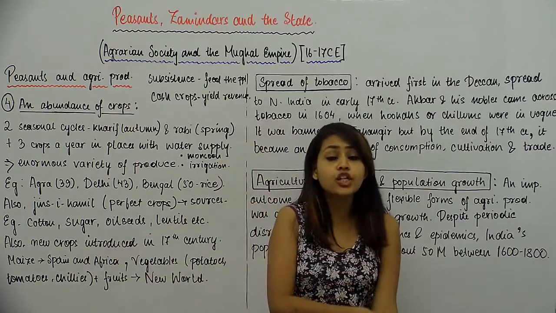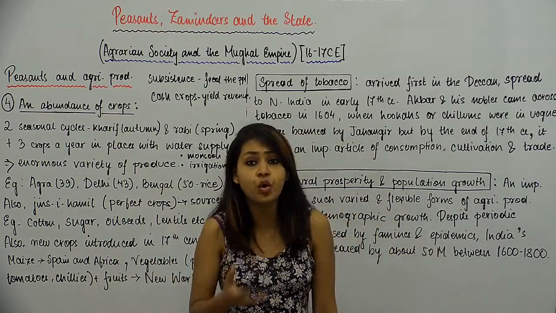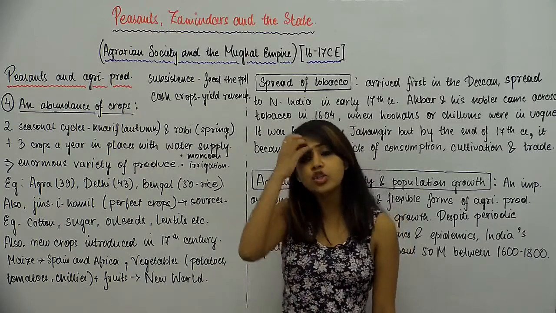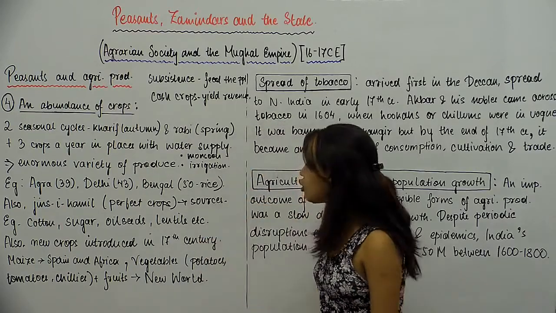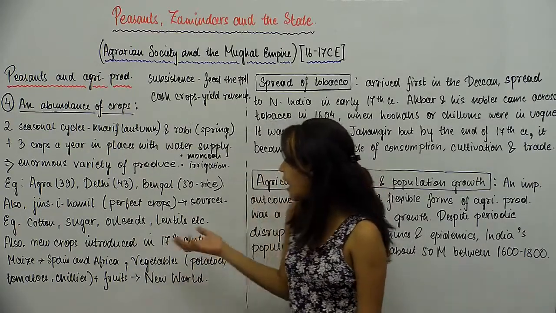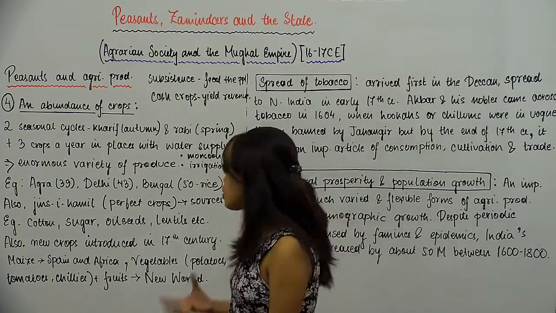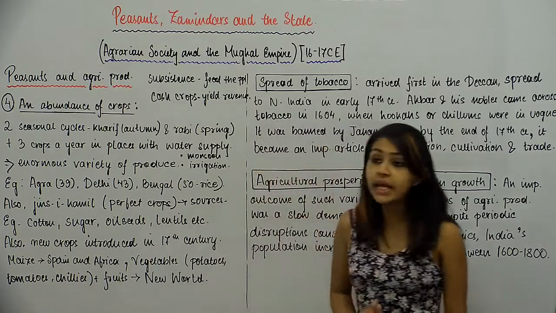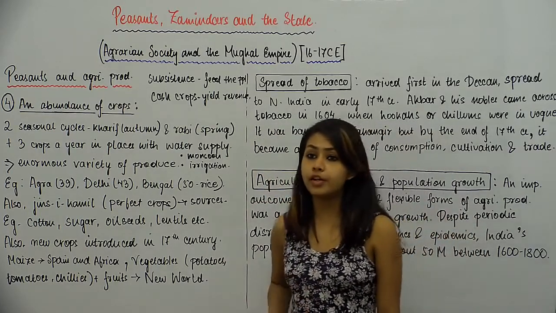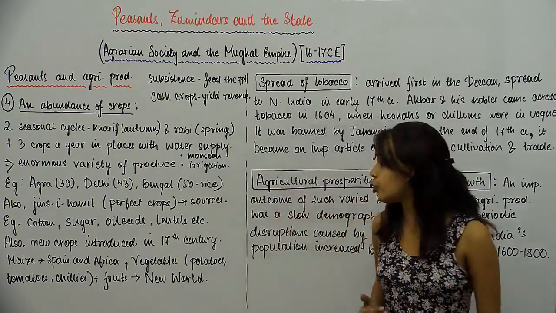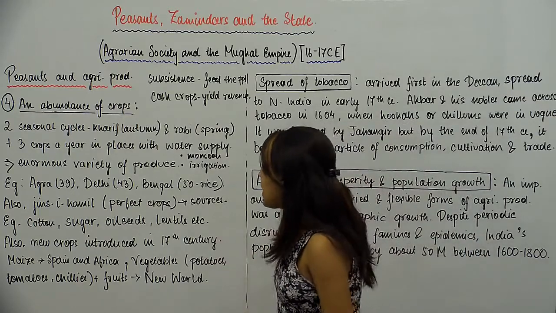Also we have sugar. Sugar was something that was cultivated more in Bengal, and so these are all the commercial crops that we have. We have oil seeds, we have lentils. Such crops were grown that were not for subsistence purposes, but were just revenue yielding crops.